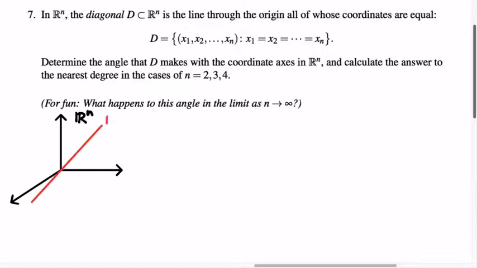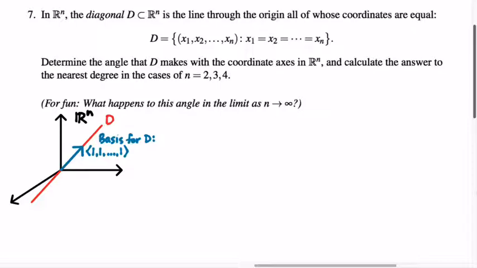In question 7, you're asked to compute the angle between the diagonal subspace of Rn and the coordinate axes. The diagonal is the subspace consisting of all points whose coordinates are all equal to one another. Well, in order to find that angle, we need a basis for d. And a moment's reflection should convince you that a basis for d that we can use is the vector that consists of all 1s. Every element of d is a multiple of the vector 1, 1, 1, 1, and so on.